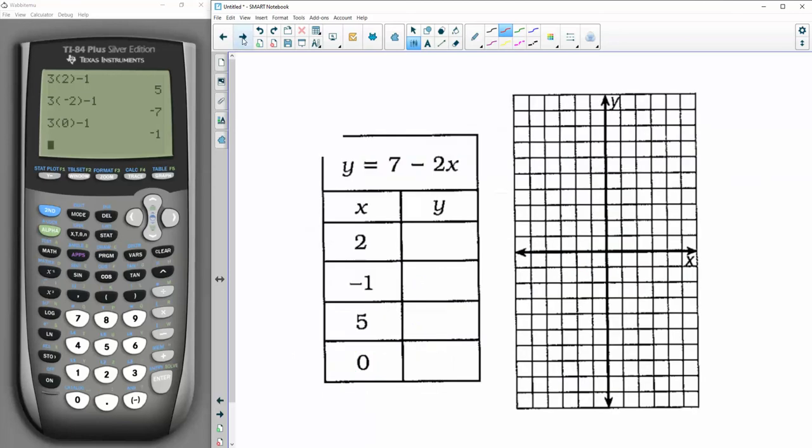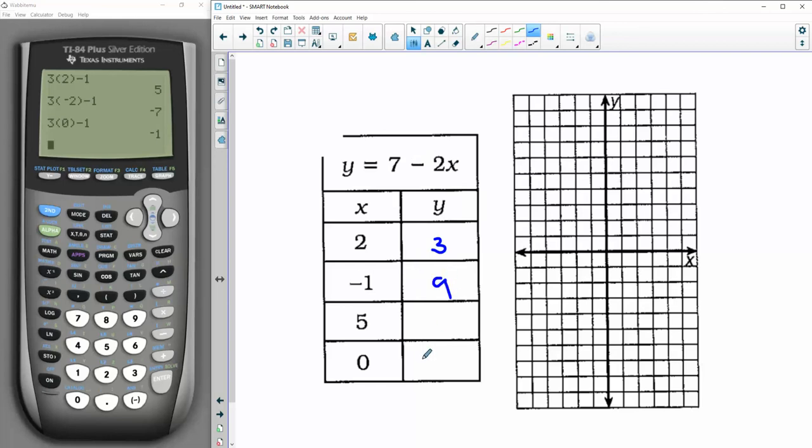Okay, let's do it again. This one's a little bit backwards, maybe, y equals 7 minus 2x. So let's do 2 times 2 is 4, and 7 minus 4 is 3. 2 times negative 1, this gets a little confusing, maybe I'll look at it as negative 2 times negative 1 is positive 2, and 7 plus 2 is 9.